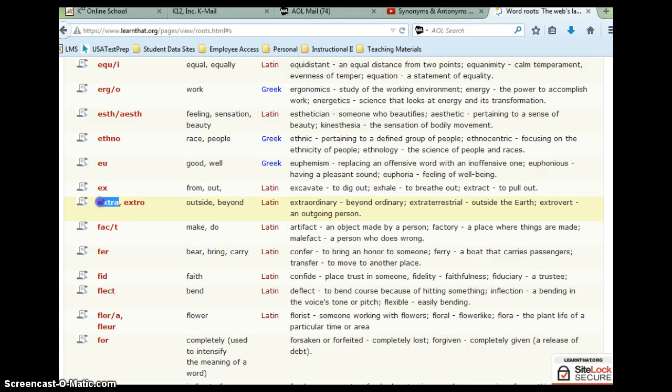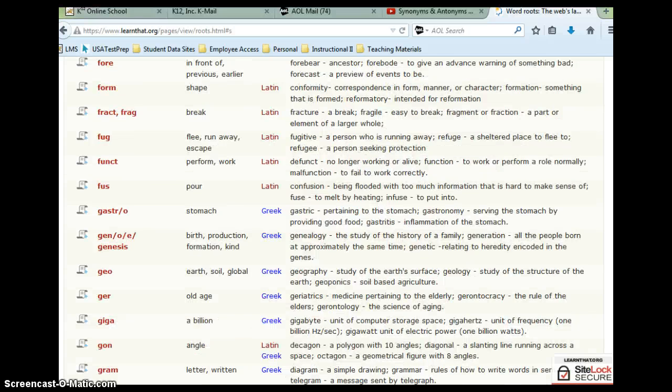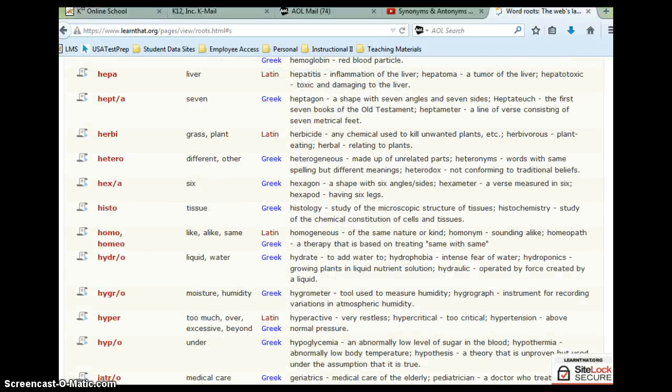Here's one here, extra or extro. That means outside or beyond, and it's from Latin. It's a Latin root word, and that means beyond ordinary, extraordinary. Extraterrestrial, outside of Earth. Extrovert is an outgoing person. So see, you already knew extra or extro, and you can probably think of a ton of words with that root in it that you didn't even know was a root. So let's try and find at least one more that I think you'll all know.